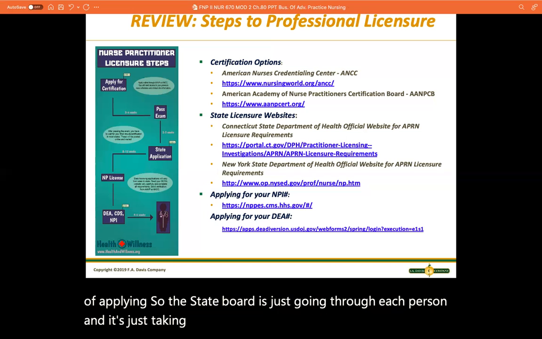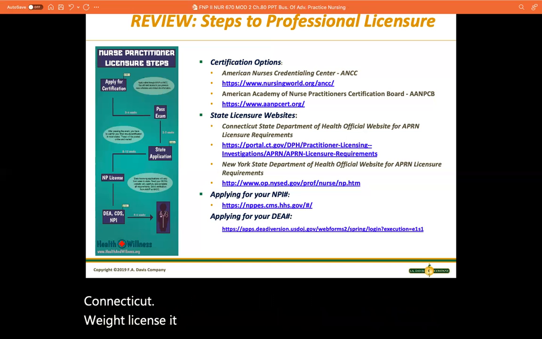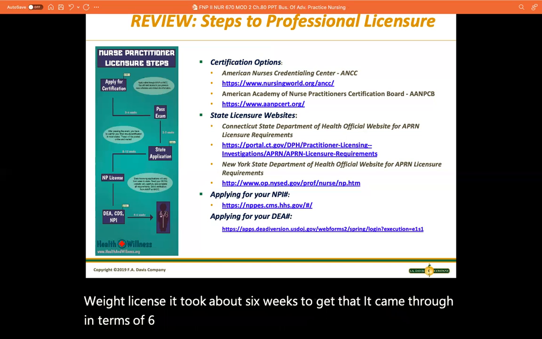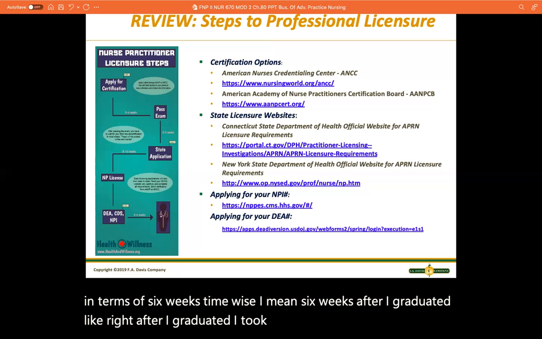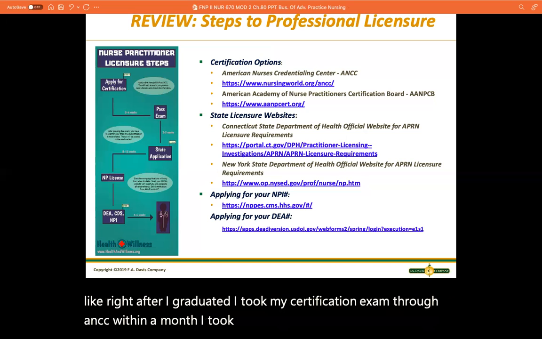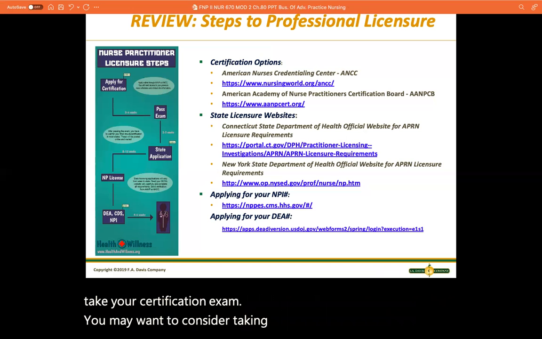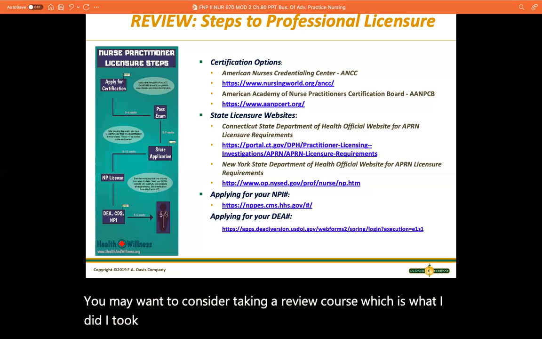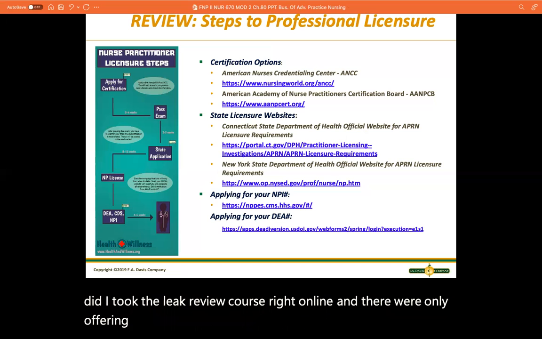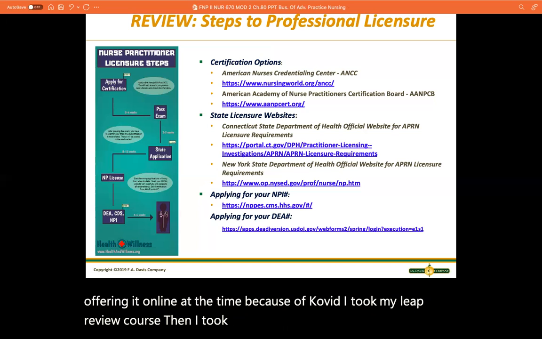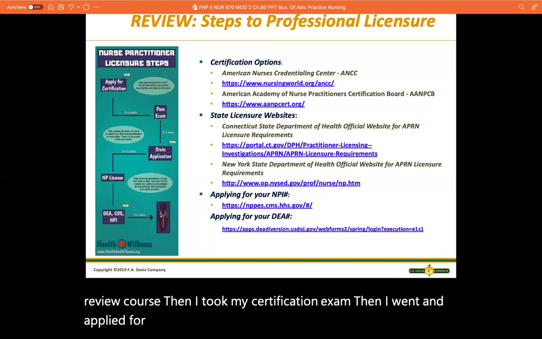I know when I applied for my Connecticut state license, it took about 6 weeks to get that. It came through about 6 weeks after I graduated. Right after I graduated, I took my certification exam through ANCC. Within a month, I took it. Just as a side note too, before you take your certification exam, you may want to consider taking a review course, which is what I did. I took the LEAP review course right online. They were only offering it online at the time because of COVID. I took my LEAP review course, then I took my certification exam, then I went and applied for my license, okay? All of my licenses.